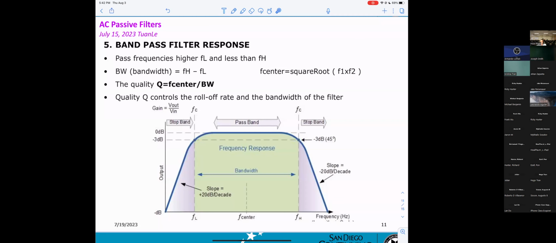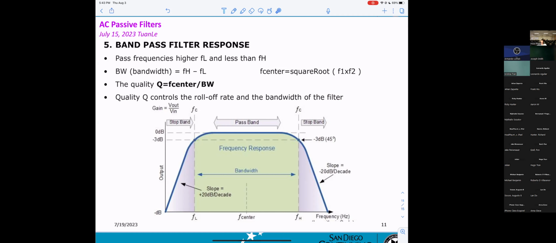Quality Q means how good the filter will do. You take the F center divided by the bandwidth, and you get the quality Q. Quality Q controls the zone of rate and the bandwidth of the filter.